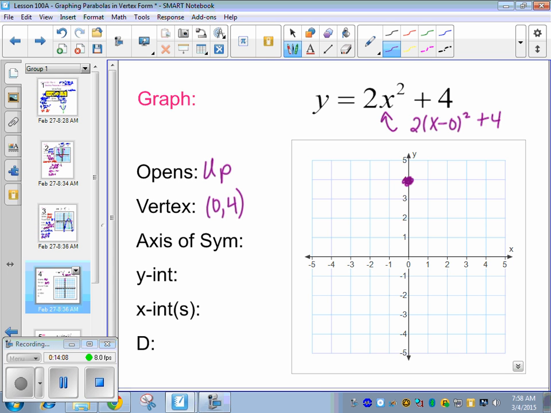So we can graph it. Now, this one has a 2 in front of the x squared. What does that mean about the parabola? Yeah, it's more narrow. It's like skinnier. So remember how I did 1, 1? Now we're going to do 1, 2. So over 1, up 2. Over 1, up 2. And that's good enough to get a skinnier parabola.